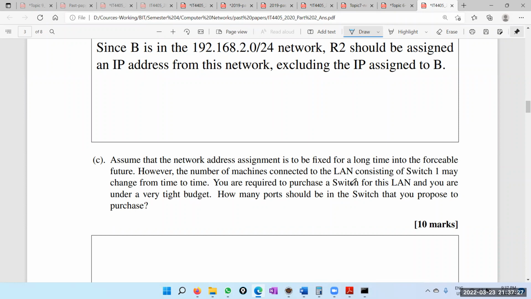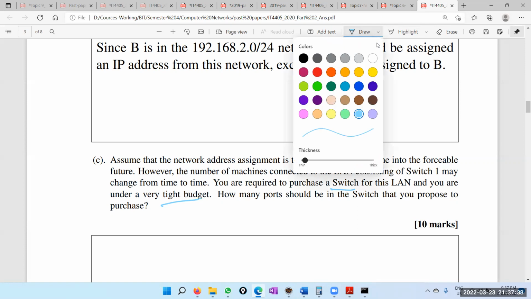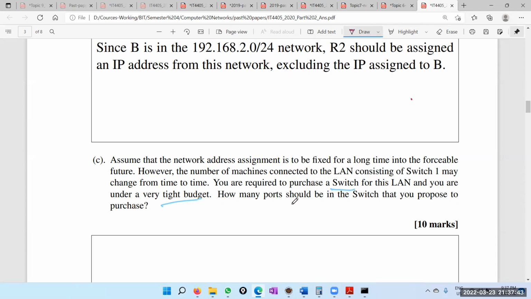You are required to purchase a switch for this LAN and you are under a very tight budget. So you don't have money to waste. You have a very tight budget. Okay, how many ports should be used in the switch? Because the larger the number of ports, the price of the switch will go up. Okay, that is natural. That you propose to purchase.